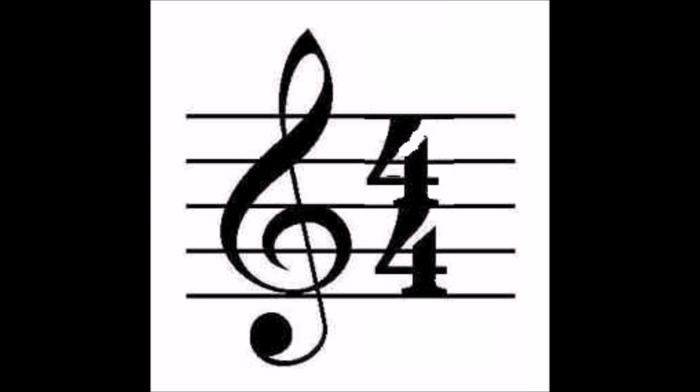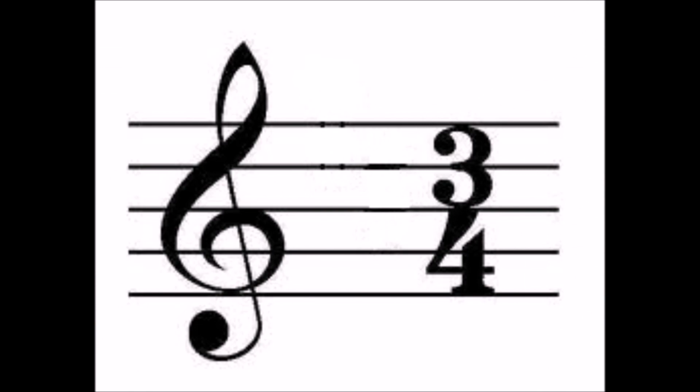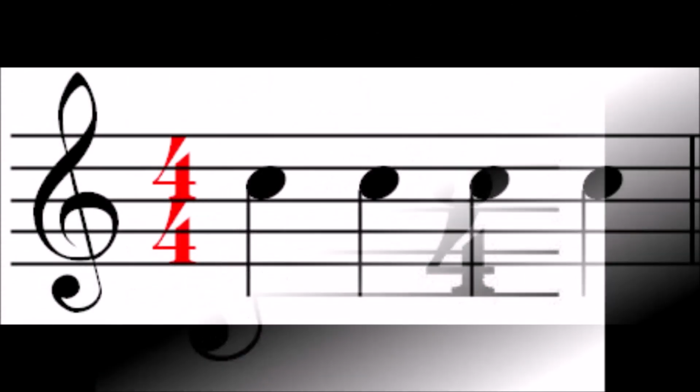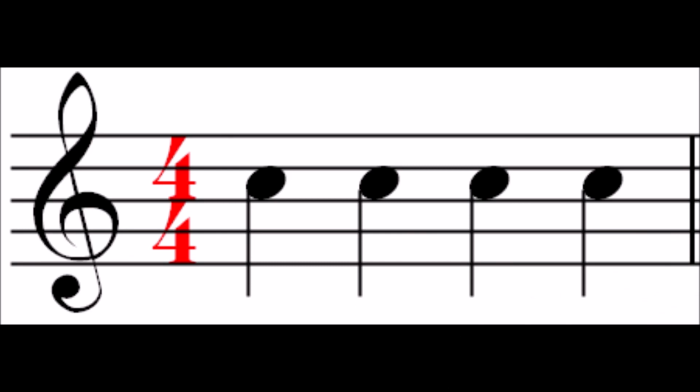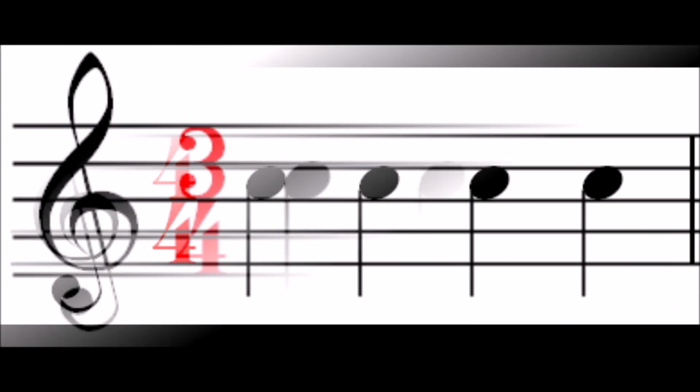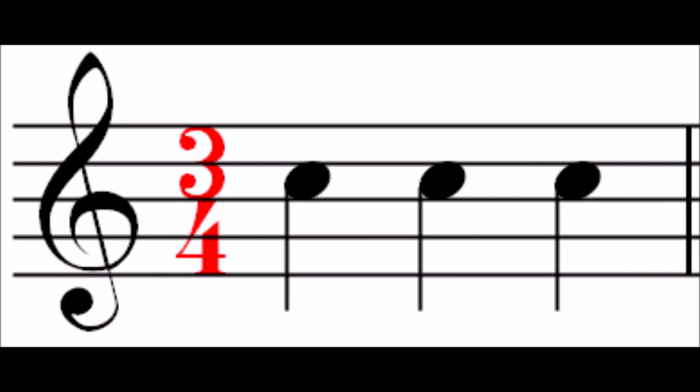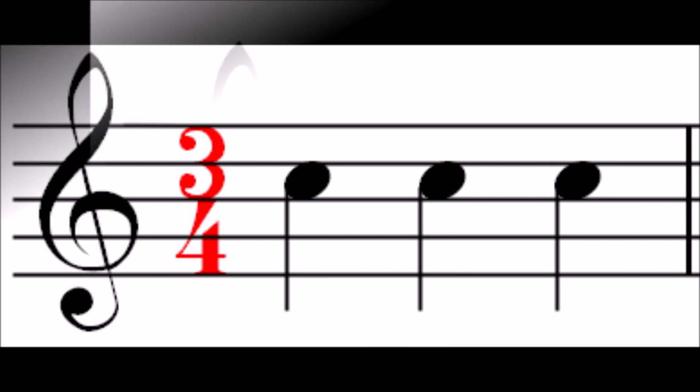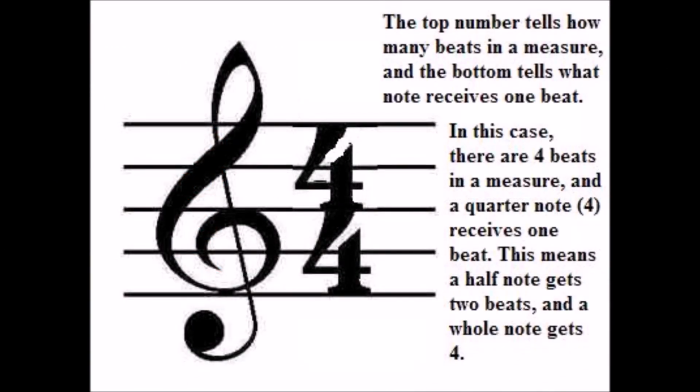Time signatures. Time signatures are fractions written at the beginning of the staff, after the clef and key signature. They tell you how the music is to be counted. Time signatures consist of two numbers.